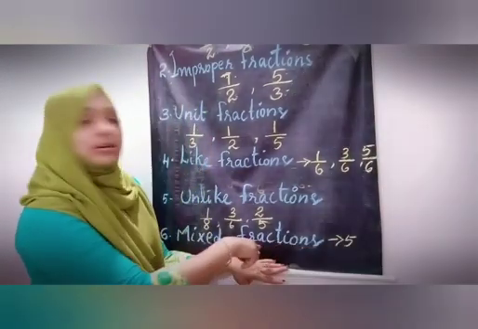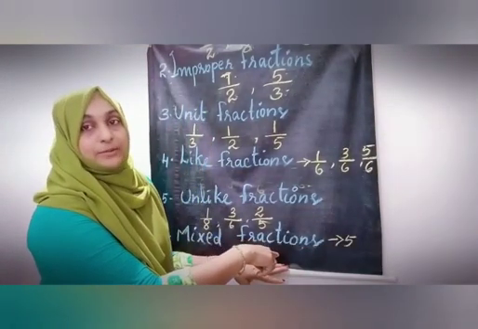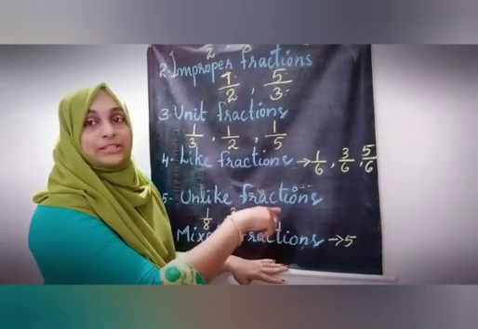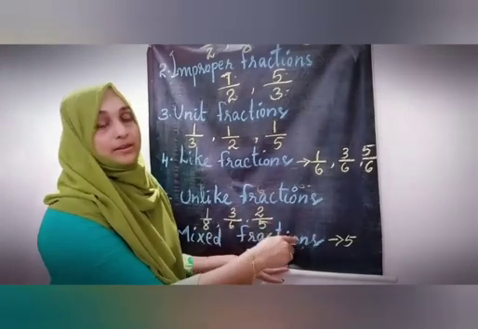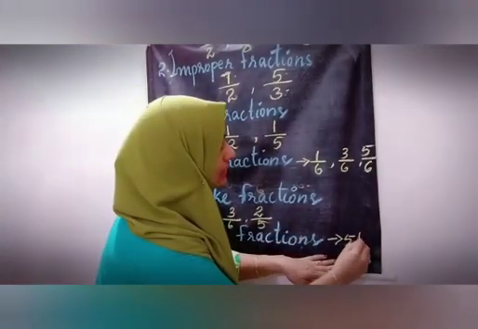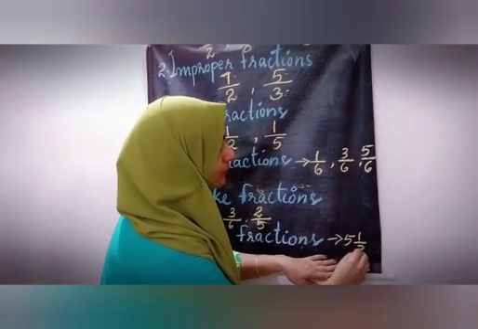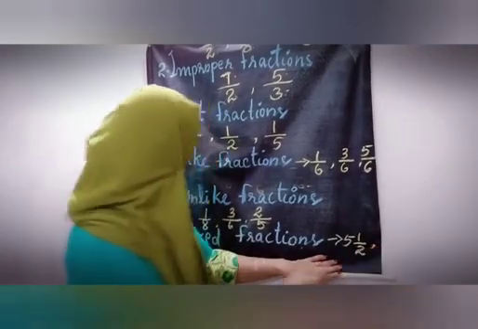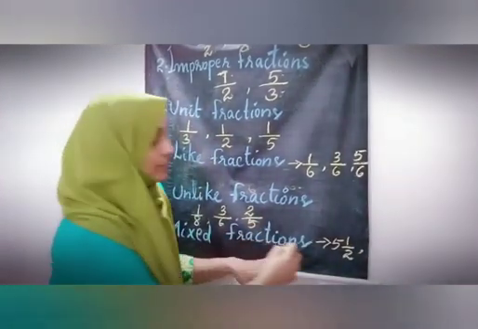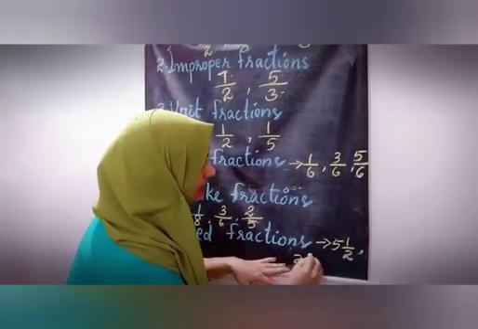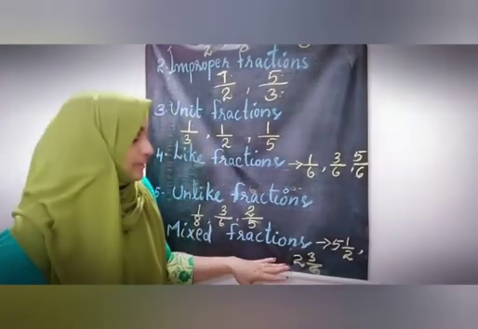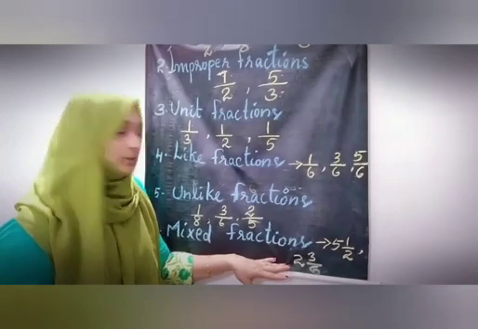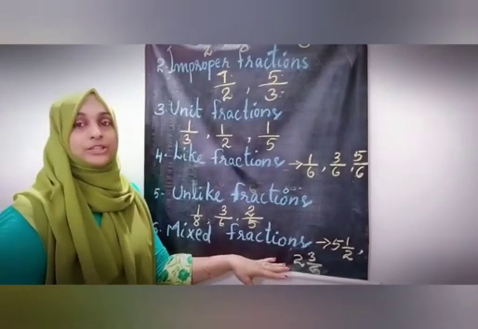Then a proper fraction. Proper fraction means a fraction with the numerator lesser than the denominator. So 5 and 1 by 2 is an example of a mixed fraction. One more example, 2 and 3 by 6, another example of a mixed fraction.